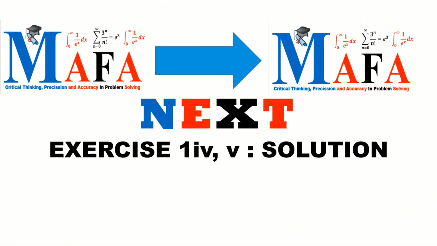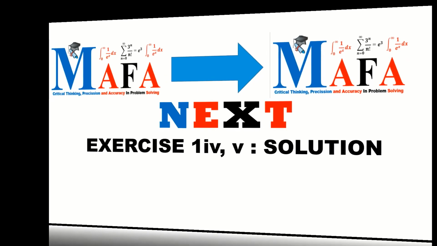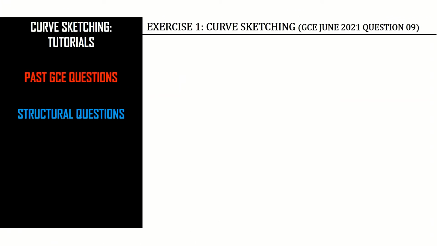Alright, so we are going to move on to the solution of Roman 4 and Roman 5. So let's begin with the solution of Roman 4. Roman 4 is asking us to find the asymptotes of f.